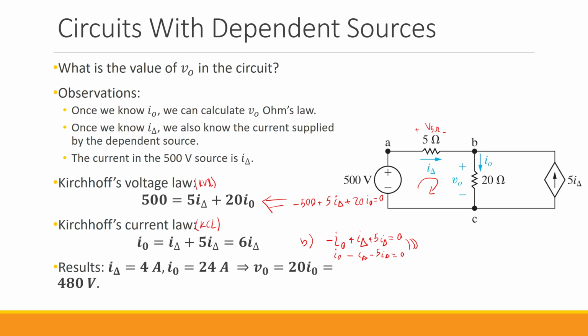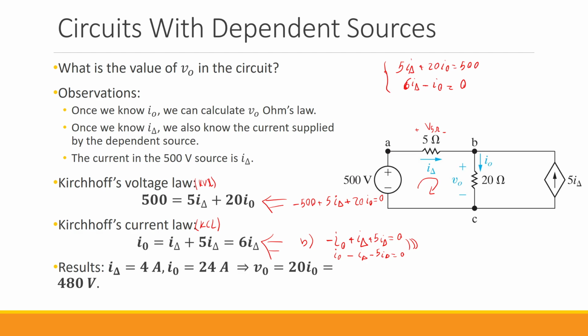So based on this equation, if I rearrange this, I see that I0 becomes I delta plus 5 I delta. So if I take these to the right hand side, I get this simpler, more straightforward equation, which says that I0 equals 6 I delta. So now we have two equations. Let me quickly write this down. 5 I delta plus 20 I0 equals 500. And then I write it like this: 6 I delta minus I0 equals 0. So these are the two equations that we want to solve.